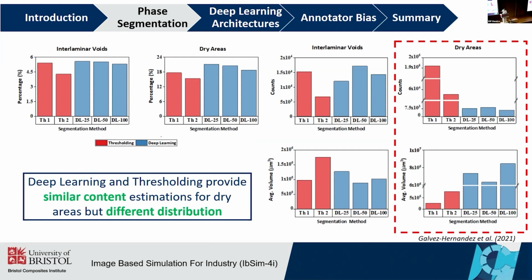If we move on to some quantitative data, something interesting is happening: dry areas and intermediate voids are segmented similarly by thresholding and deep learning. But then we observe that there is a big difference in the distribution that each of the methods provides. We can see that thresholding provides a lot of dry area counts, whereas the average volume of those dry areas is really small. That correlates with the high level of noise included in the segmentation. As I said, deep learning and thresholding provide similar content, but the distributions, especially of the dry areas, are particularly different.